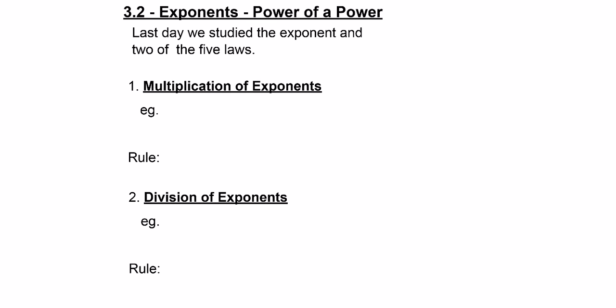So, last day, we studied the exponent in 2 of the 5 laws. Those 2 laws were multiplication and division of exponents. Take, for example, the following. -2 squared times -2. Now, this is going to combine 2 quick rules and laws that we came up with last day. Anytime you're multiplying 2 numbers that have the same base, if one of the numbers is missing an exponent, put a 1 on it.